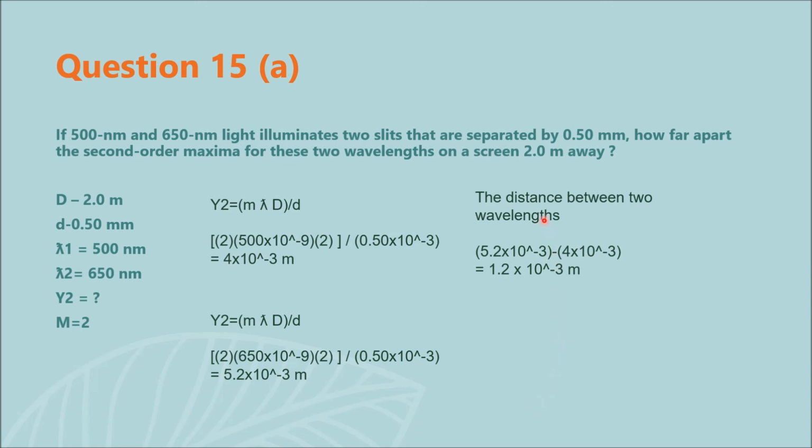So we want to search for the distance between the two wavelengths. What we have to do is subtract the two values that we got, 5.2 times 10 to the power of negative 3 minus 4 times 10 to the power of negative 3, and we got the answer 1.2 times 10 to the power of negative 3 meter.